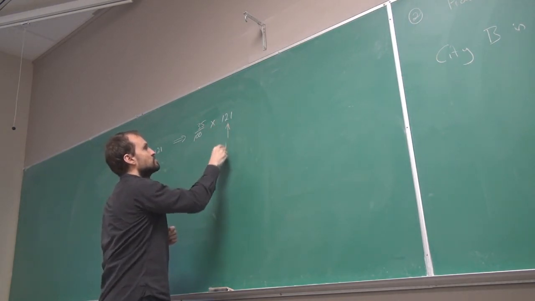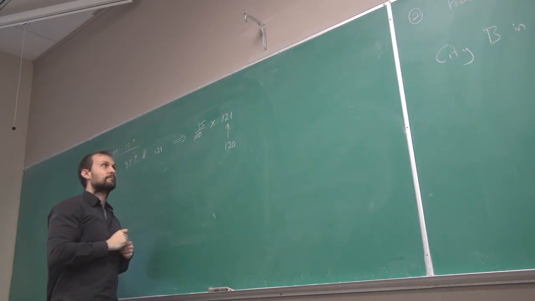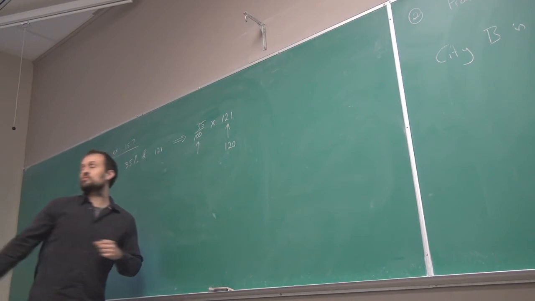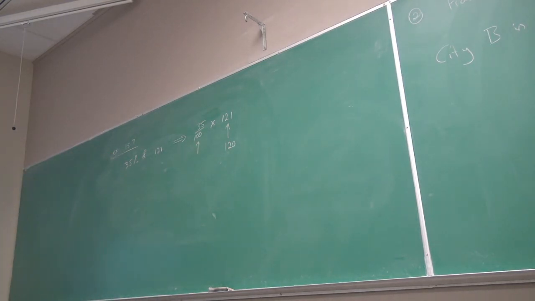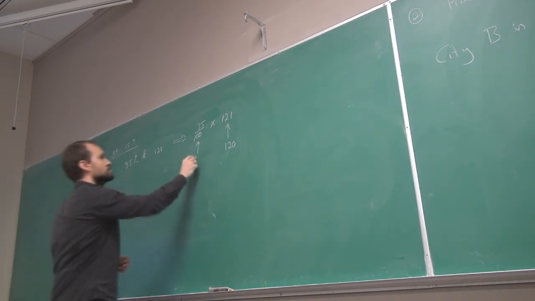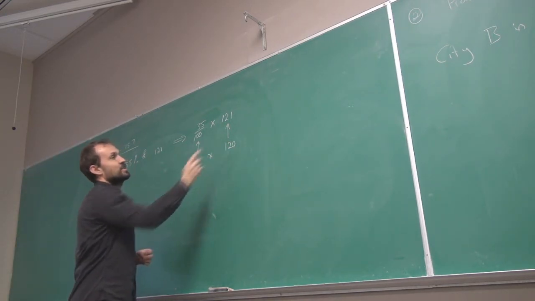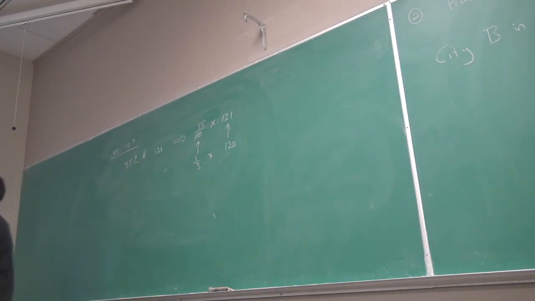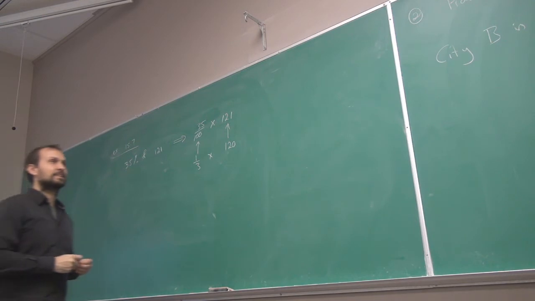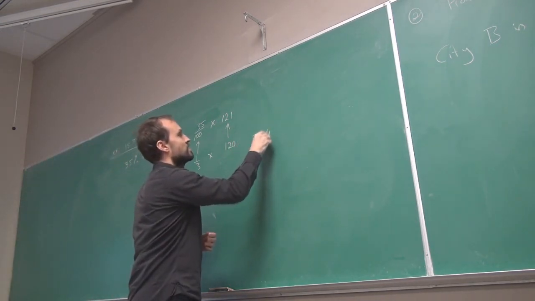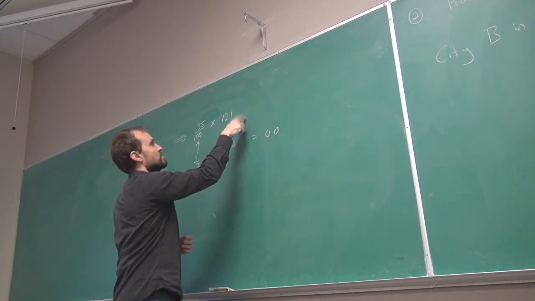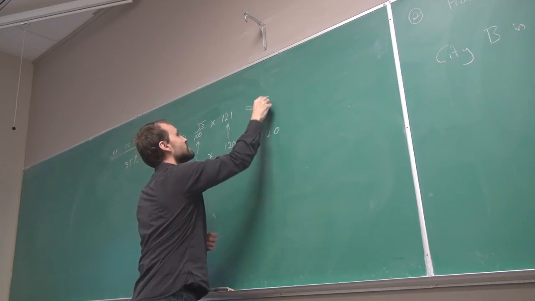This is close to 120. And this is close to 33.33%, which is what simple fraction? 1/3. Now I can take 1/3 of 120 in my head very easily. What is 1/3 of 120? 40. Now the answer isn't 40. We say it's approximately 40.